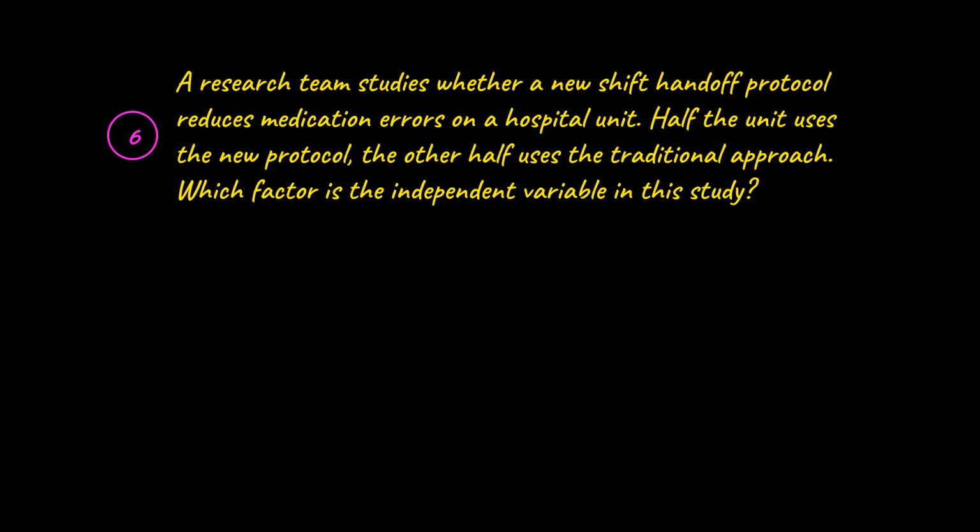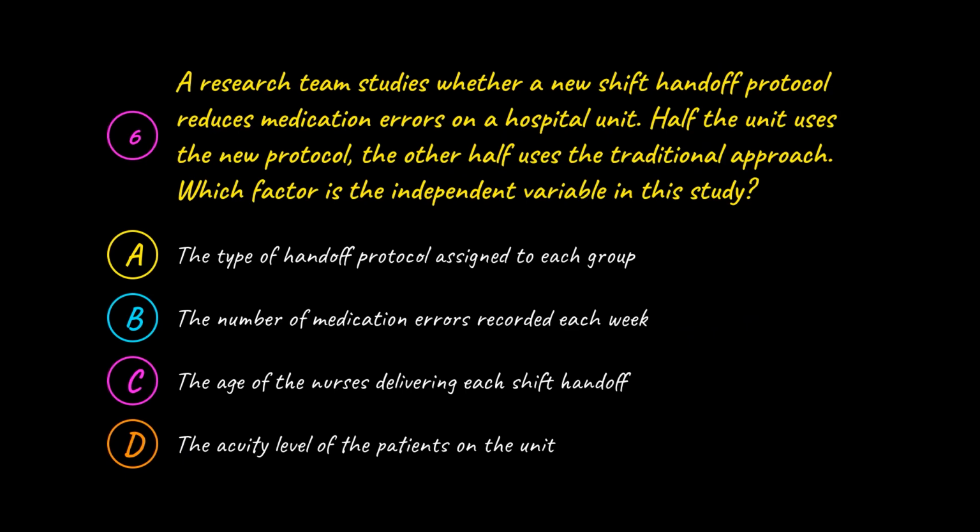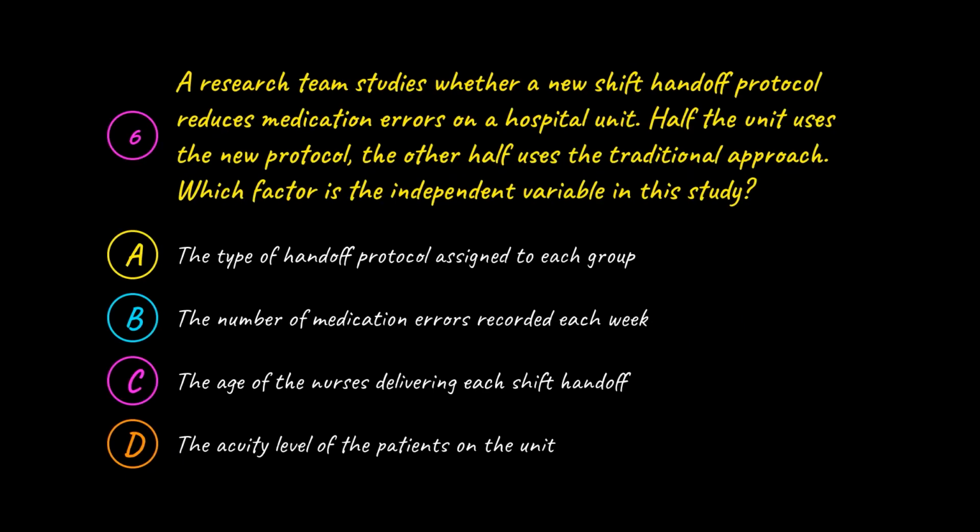Your options are A. The type of handoff protocol assigned to each group. B. The number of medication errors recorded each week. C. The age of the nurses delivering each shift handoff. D. The acuity level of the patients on the unit. Which would you go with? Lock it in before the reveal.